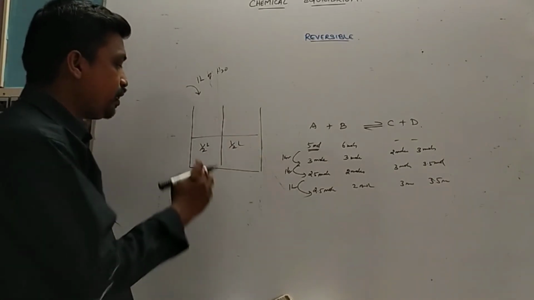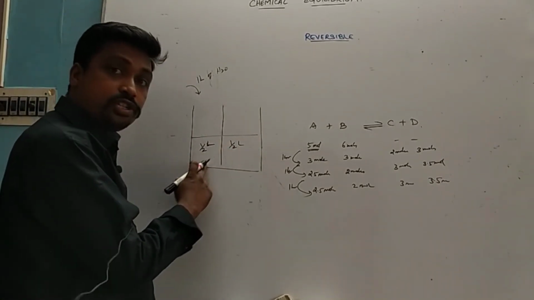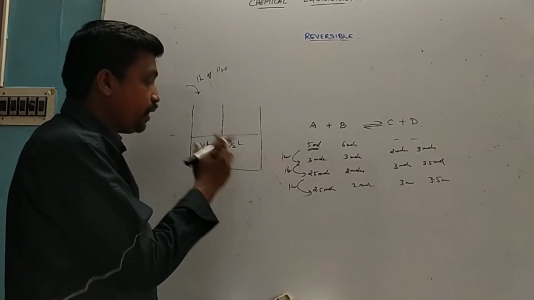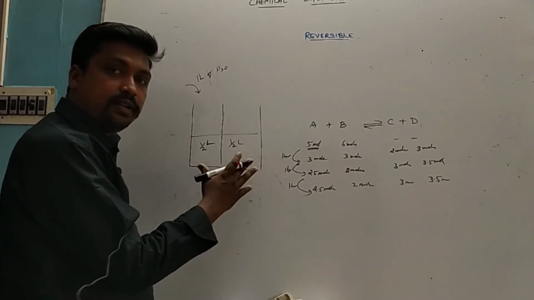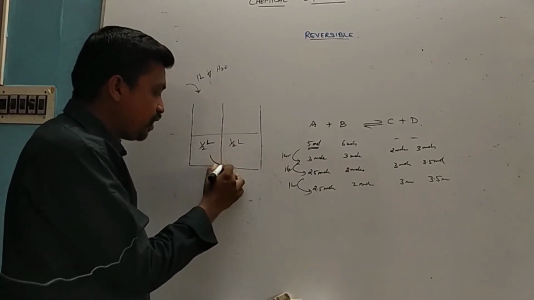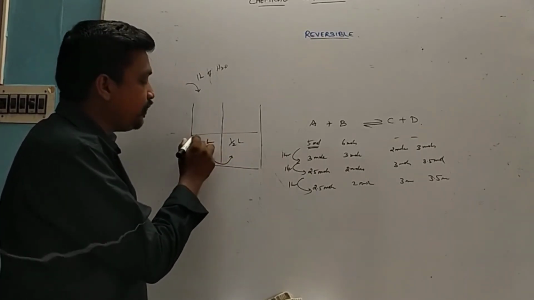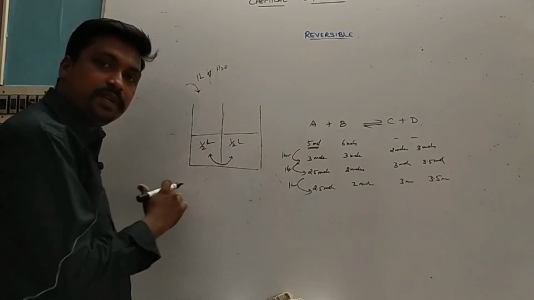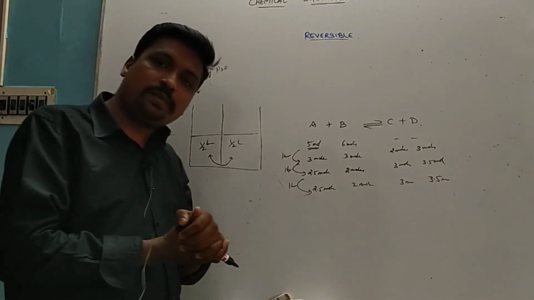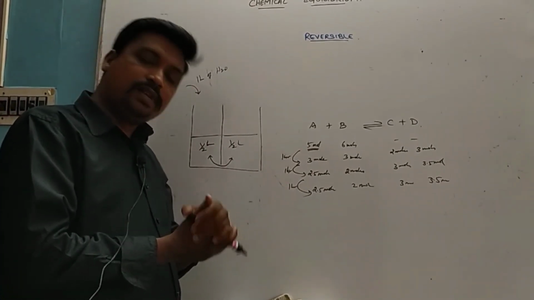It doesn't mean that the half liter of water here doesn't move. It doesn't mean there is no movement. There is continuous movement. The amount of water moving to this side is equal to the amount of water coming to this side. Hence the level of water is the same, half. This is said to be equilibrium. We will discuss more.